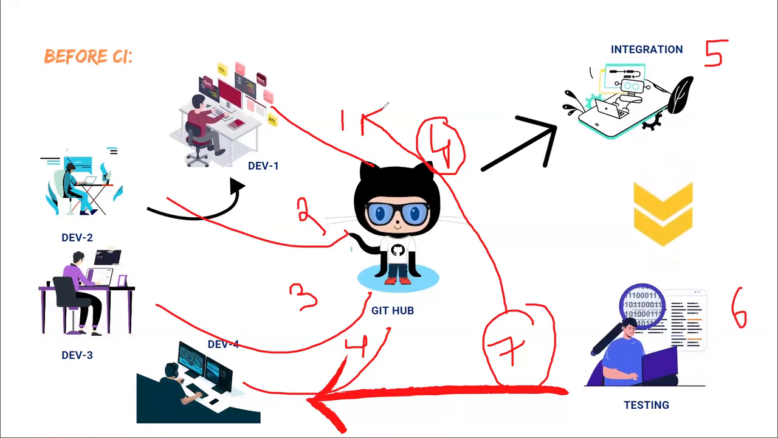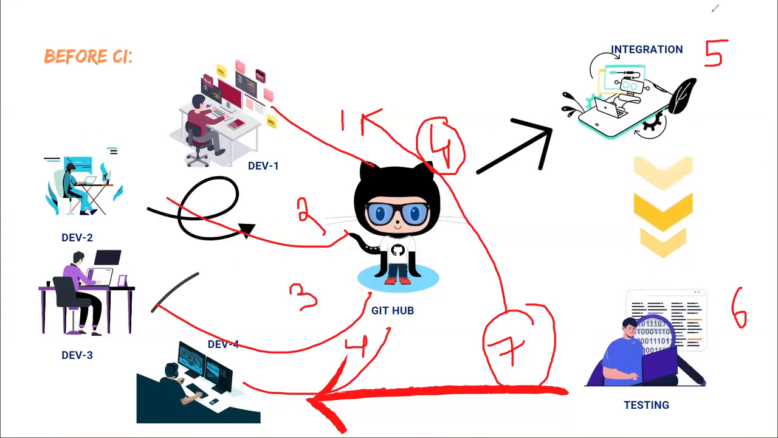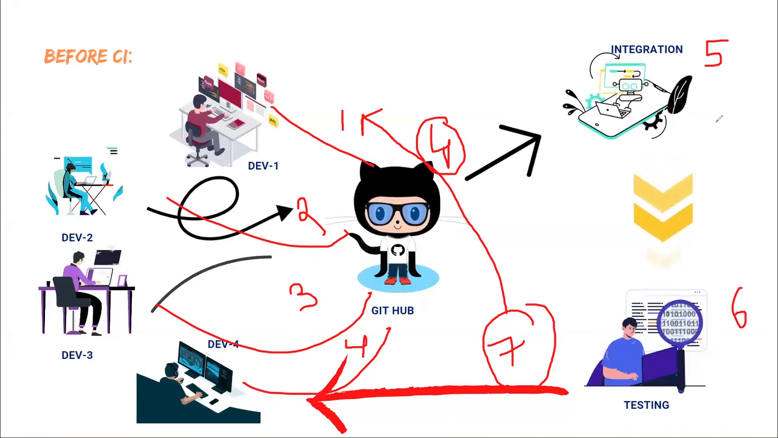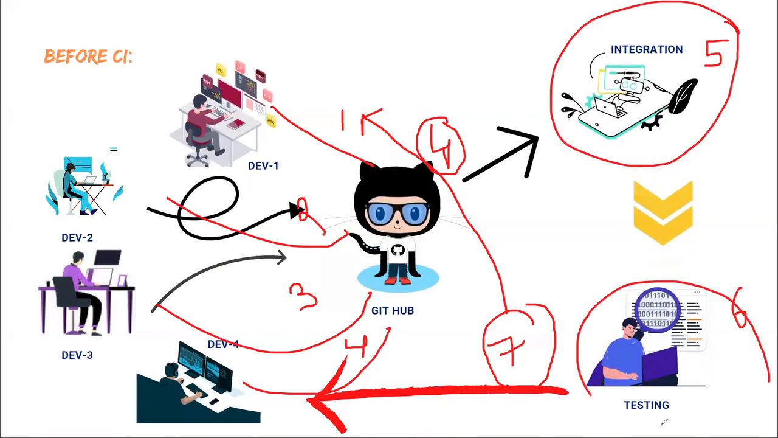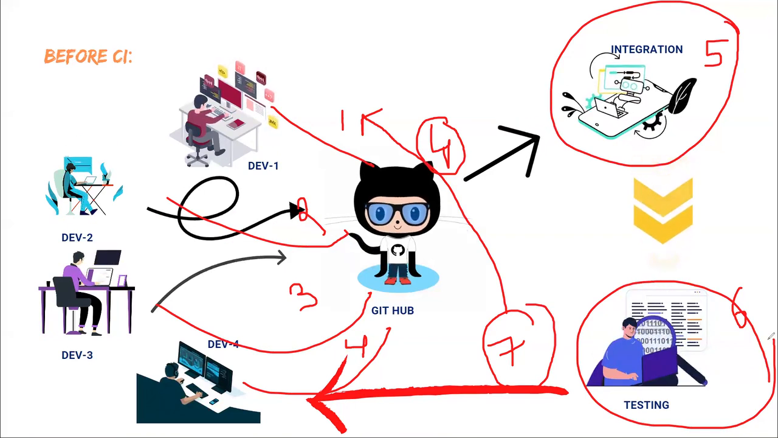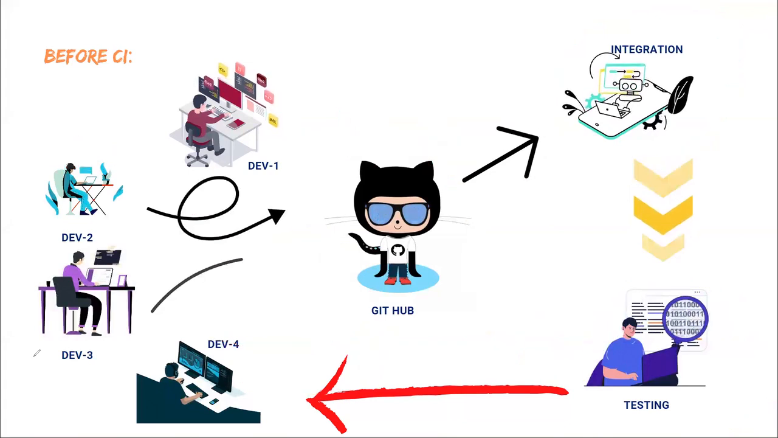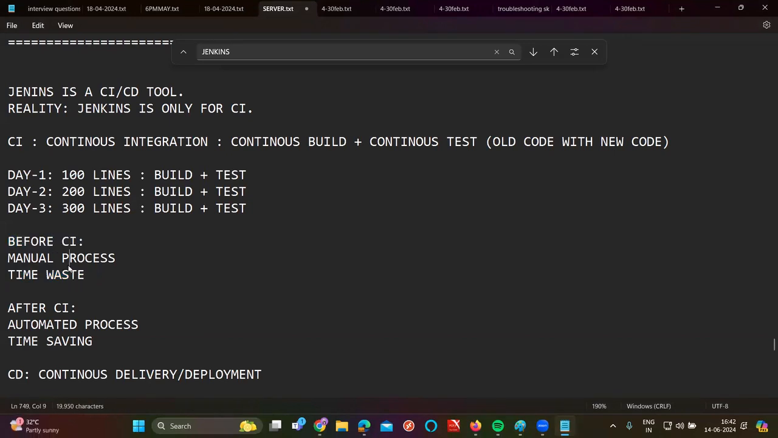Before continuous integration, if you go and check, everything is a manual process. Here you can see integration is done in one place and testing is done in another place. Everything is manual. Second, we are wasting a lot of time. Why? Because integration is done by one team and testing is done by another team, so there is no communication between them. So automatically the time is wasted. This is what exactly happened before continuous integration: the whole process is manual and we have a lot of time wastage.